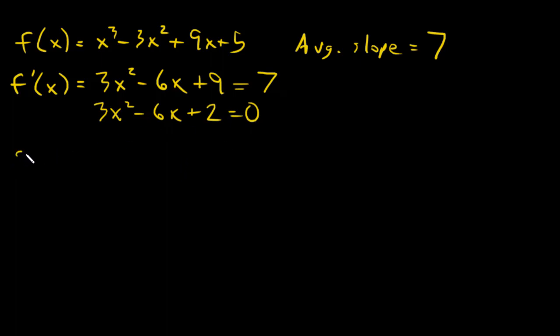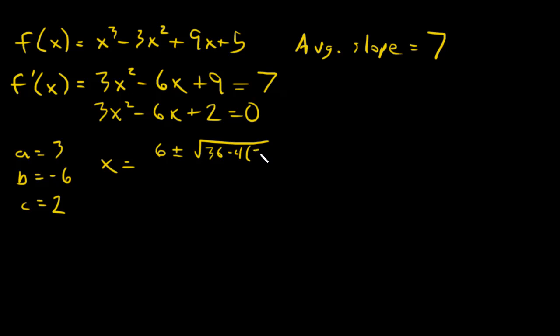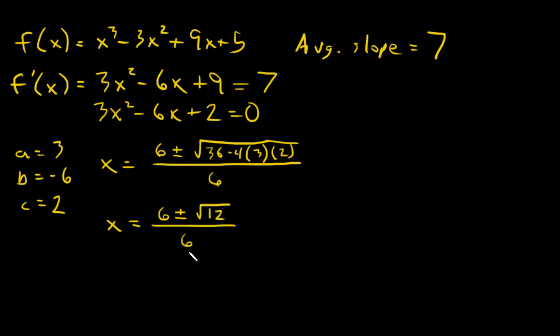So 3x squared minus 6x plus 2 equals 0. And so I've got my a is equal to 3, b is equal to negative 6, and c is equal to positive 2. Okay, so I get x equals negative b, so positive 6, plus or minus square root of b squared, 36, minus 4 times 3 times 2, and all of that over 2 times a, which is 6. So x is equal to 6 plus or minus 36 minus 24, which is going to be 12. So root 12 over 6.